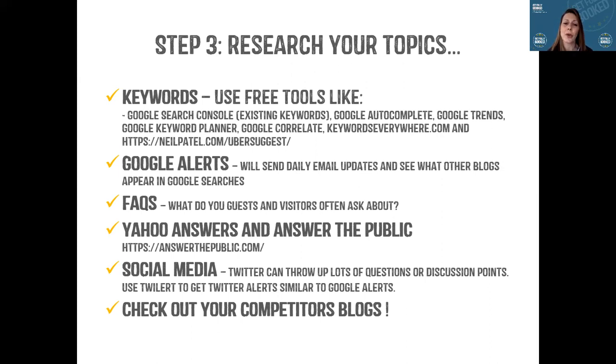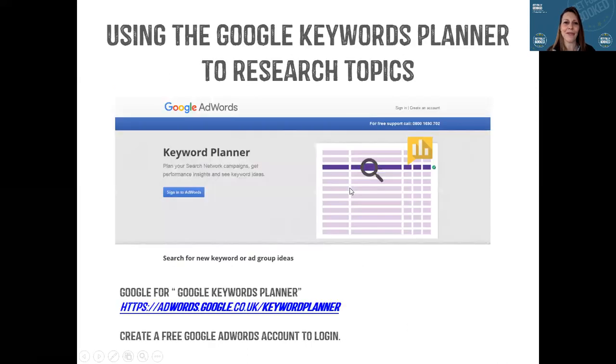There's also Yahoo Answers and Answer the Public, which are a couple of sites that are quite useful for seeing what people are asking in terms of questions. On social media, Twitter can be quite good to throw up what people are talking about and discussion points. And there's also Twilerts, which are the same as Google Alerts, but for Twitter. And like I said, you can also check out what your competitors are blogging about, which can be very, very helpful. I said I was going to talk about the Keyword Planner.